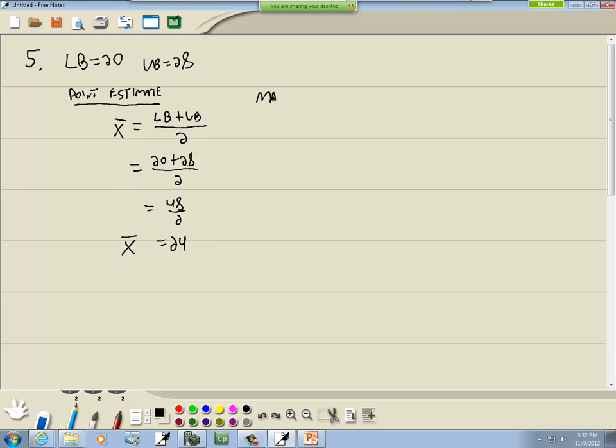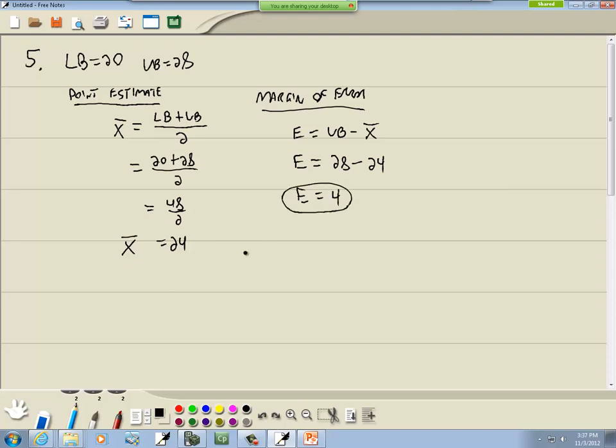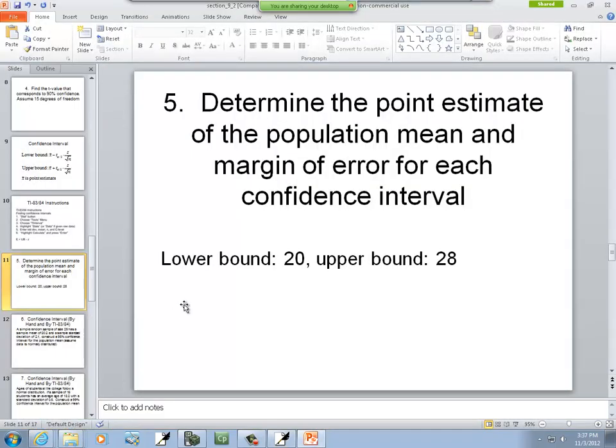Now our margin of error. Here you can take your upper bound minus your point estimate. So upper bound minus x bar. So our margin of error is upper bound, which was 28, minus x bar, which is 24. So our margin of error is 4. And those would be our point estimate and the margin of error.